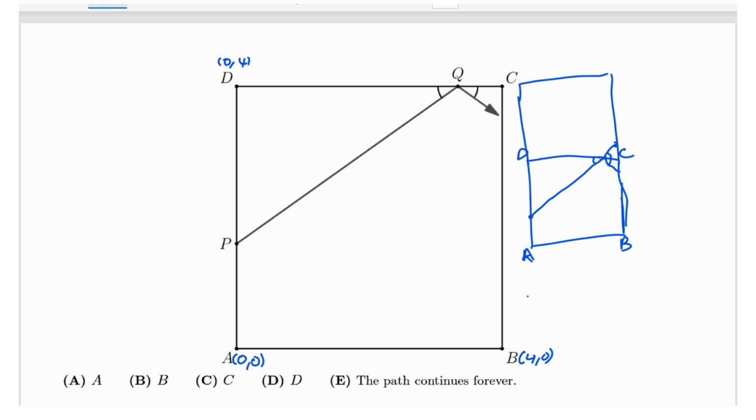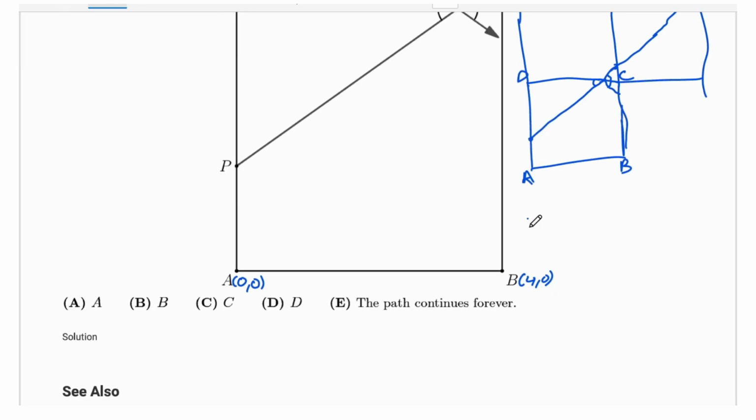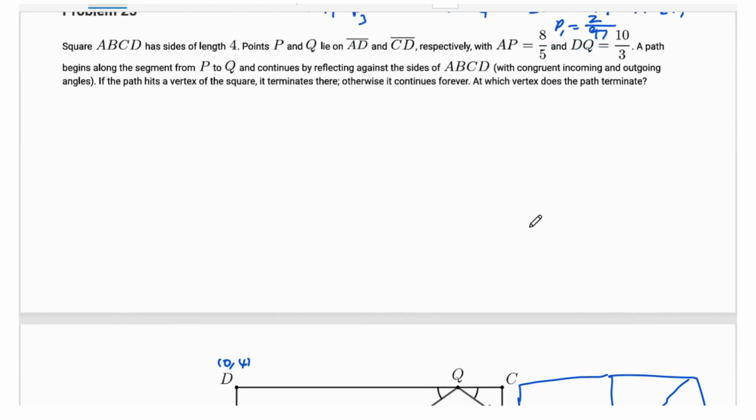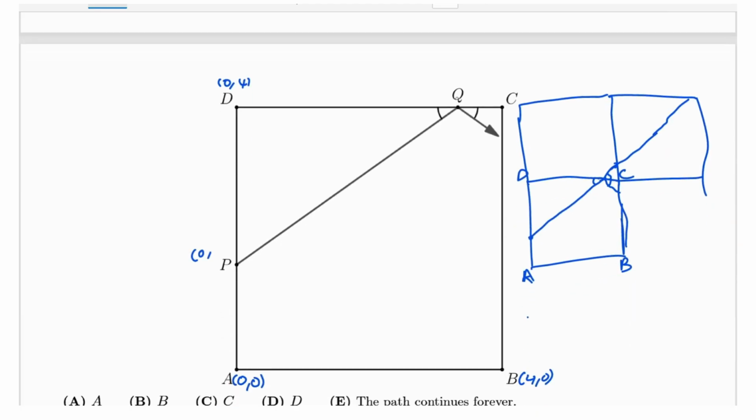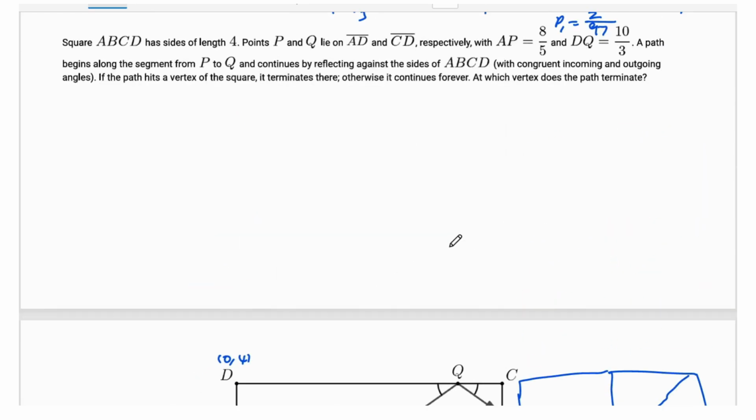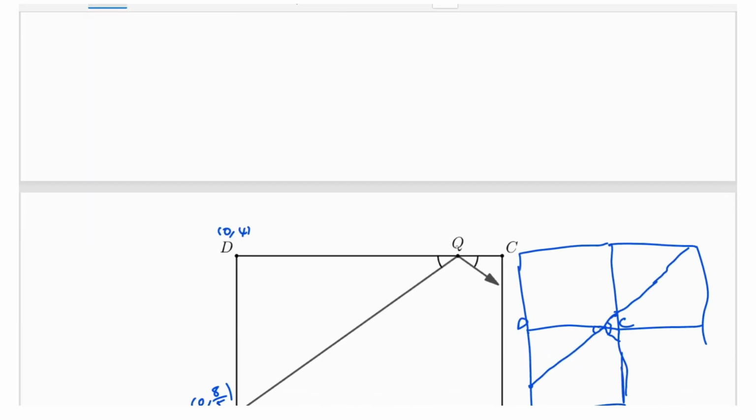And you do the same thing for the rest, right? You can reflect this over, and then you would have this line continuing over there. And essentially, now PQ becomes a straight line, and we want to see whether or not it intersects a point where the x-coordinate and the y-coordinate are both multiples of 4. And so first you can find the equation of the line PQ. If we scroll back up, we have that AP is 8 over 5, and so P is (0, 8 over 5). And we have that DQ is 10 over 3, and so Q would be (10 over 3, 4).